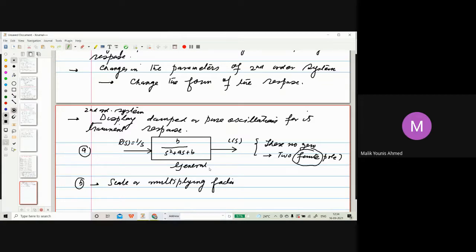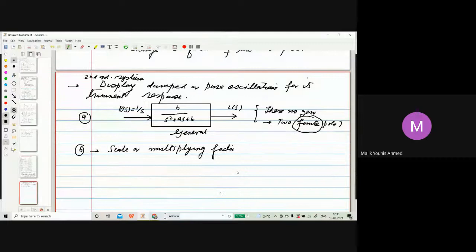I'll explain it again. The factor b in the numerator will be considered as a scale or a multiplying factor. But that multiplying factor will not have any effect, or influence the form of the derived results. Whatever results we are deriving, it will not have any impact on that. That should be very clear.